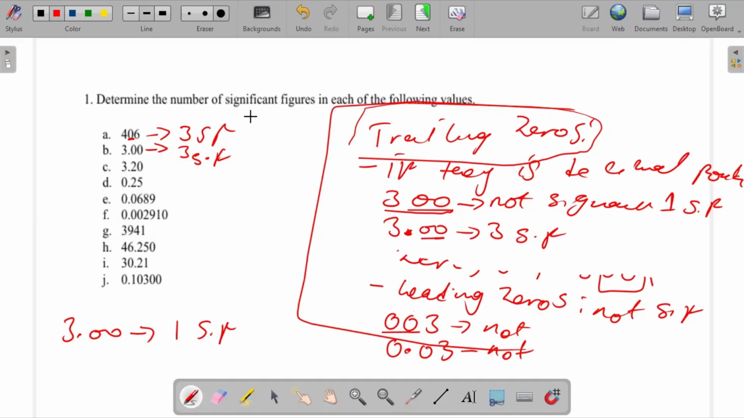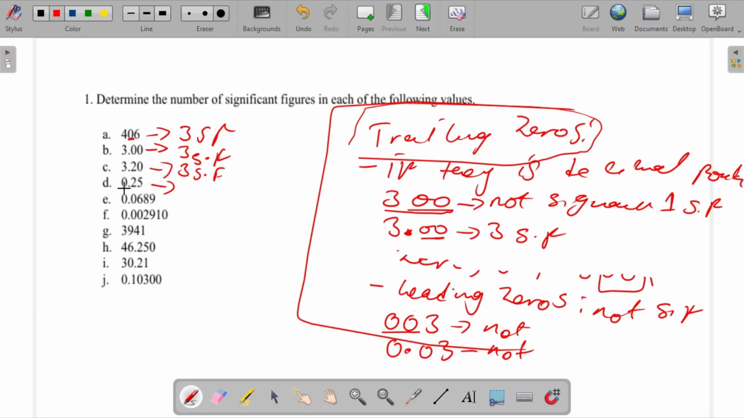Okay, let's go to part C. Part C, we're having 3.20. How many significant figures are we having there? 3. Good. 3 significant figures. So it's very important to understand these principles. Even as we are going to other complex chemistry, you should be able to know these principles so that even as you are getting your final answer, you should be able to know the significant figure your answer should be.